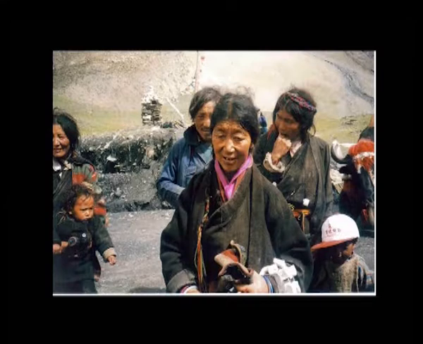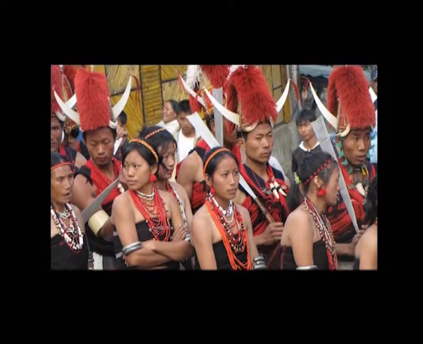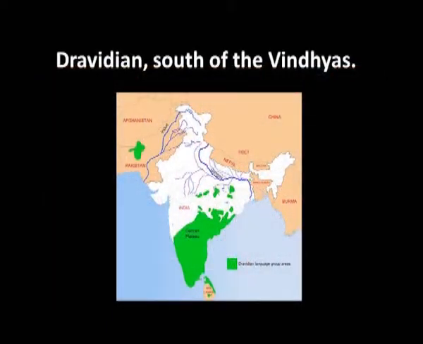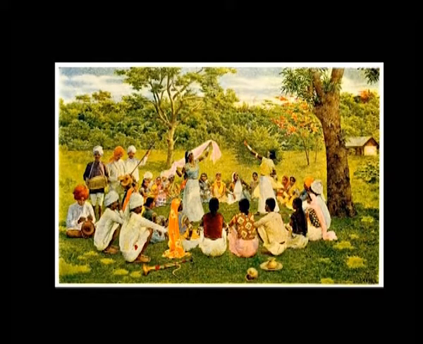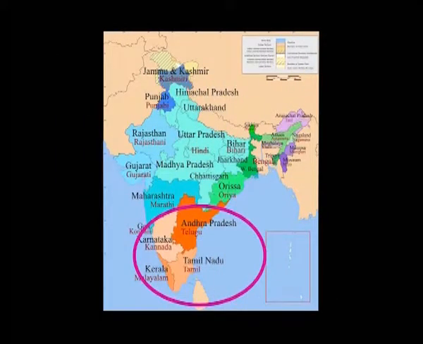Tibeto-Burman, as the name itself indicates, is the influence of people from Tibet and Burma, today's Myanmar, on the people of northeastern India. Naturally, the yellow race variety we can see among the tribals in almost the whole of northeastern India. Dravidian, south of the Vindhyas. In fact, Dravidians even to this day are known as the most original racial stock so far as the Indian subcontinent is concerned. It covers almost all the four southern states in India, that is Karnataka, Tamil Nadu, Andhra and Kerala.